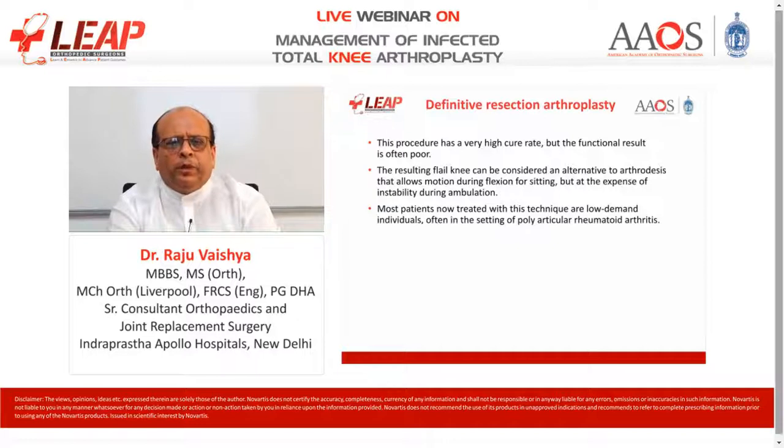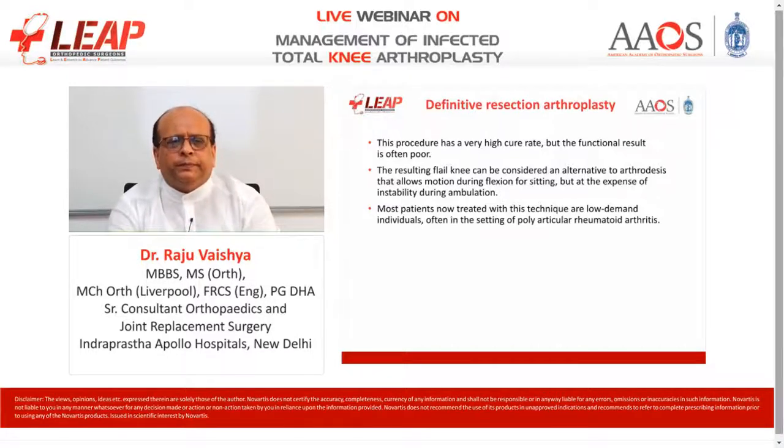The second procedure is definitive resection arthroplasty. This procedure has a very high cure rate, but the functional results are often very poor. The result, that is the flail knee, can be considered as an alternative to arthrodesis that allows motion during flexion for sitting, but at the expense of instability during ambulation. And most patients in this era do not accept this. Most patients now treated with this technique are low demand individuals, often in the setting of polyarticular rheumatoid arthritis, etc.